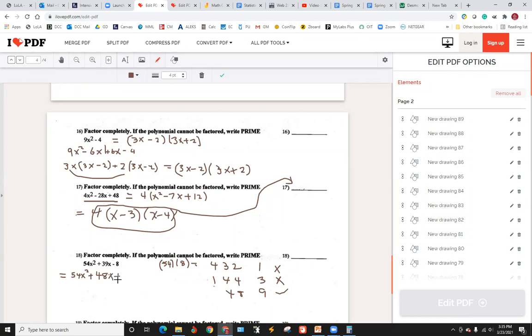Sometimes the formal ways that people show you are not necessarily the best way. You got to go with what makes sense to you.